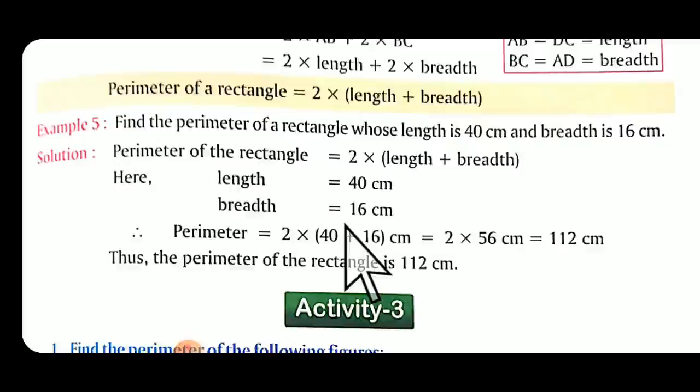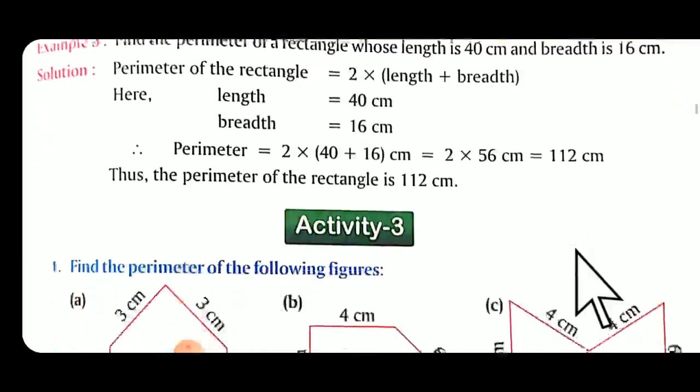Write down the formula. It is written already. Then place the number 2 according to the formula. Put the bracket. What is the length given here? 40 centimeter. 40 plus 16 is equal to how much? 40 plus 16 will be 56. It gets multiplied by 2. If you multiply, you will get 112 centimeters.